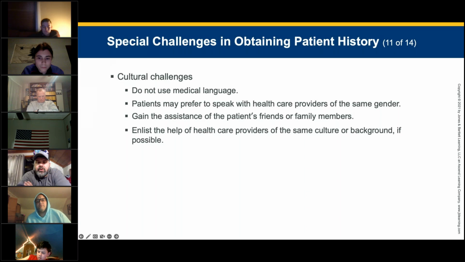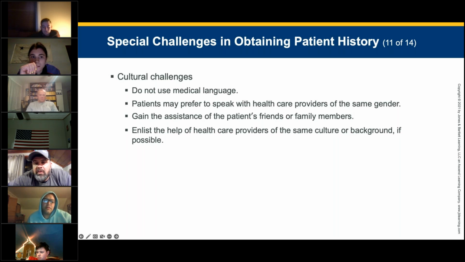Cultural challenges. Don't use medical language. Patients may prefer to speak with a healthcare provider of the same gender. Depending on their culture, that might be something they're looking for. If you can adapt to that, that's great. If you can't, you can't. Medical control could be another option in this scenario.